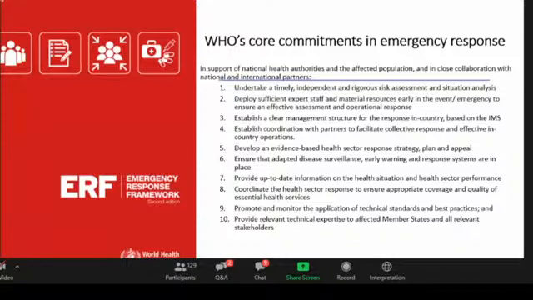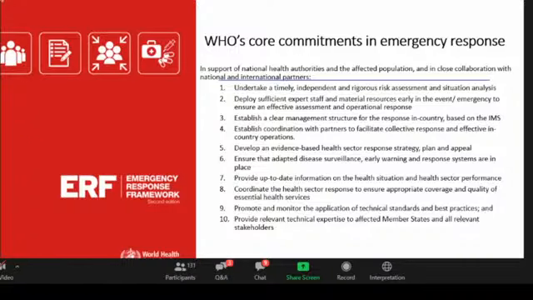So in WHO, our operations are all implemented according to this emergency response framework we call ERP. This framework defines the WHO's core commitments in emergency response. For example, to undertake timely, independent, rigorous risk assessment and situation analysis. So how to do it based on a commitment?